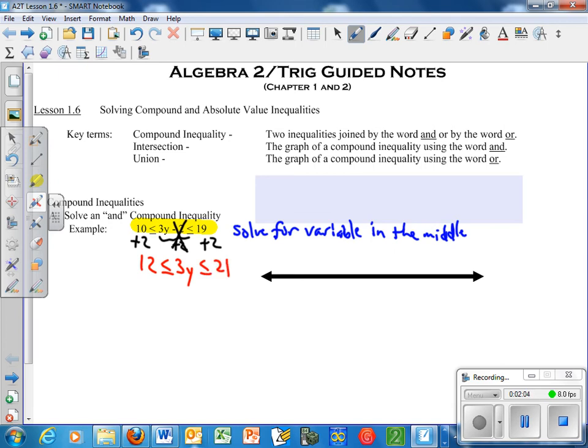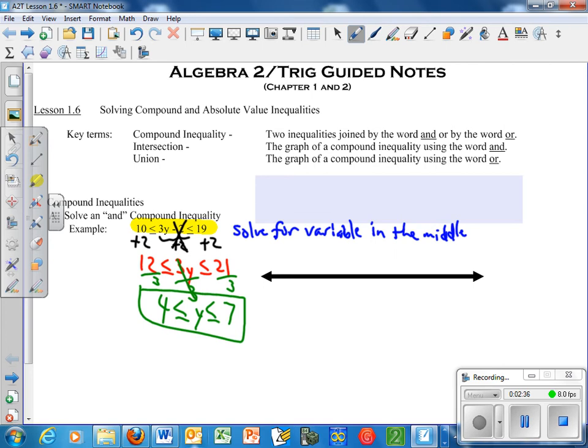Now I need to undo the multiplication and get y alone in the middle. I'm multiplying y by 3, so to undo that, I want to divide by 3 to cancel it out, which will leave me with y alone in the middle. So I have to divide by 3 over here, and I have to divide by 3 over here. So this is 7, and this is 4. So your solution is 4 is less than or equal to y, which is less than or equal to 7. We got y alone in the middle.